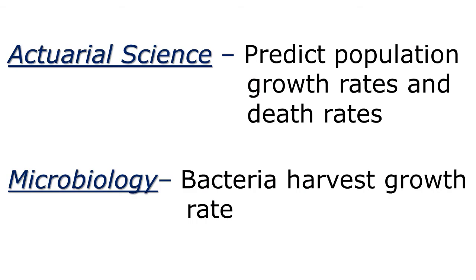In our first example application of calculus, we are going to start off with the problem of population growth rates. Now, population growth rates have a lot of application in many different fields. It can be used in actuarial science to predict the population growth and death rates for life insurers. This becomes very important, especially in the pricing of policies to determine the premiums to be paid by clients.